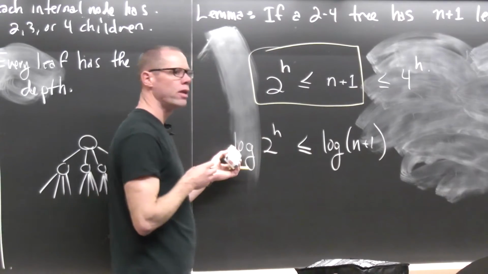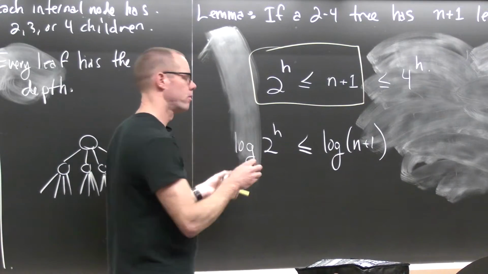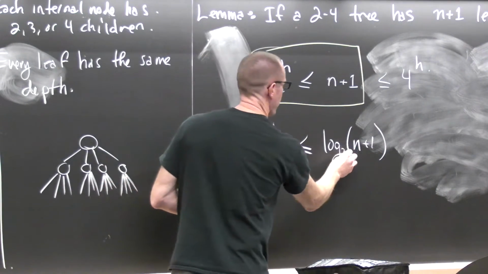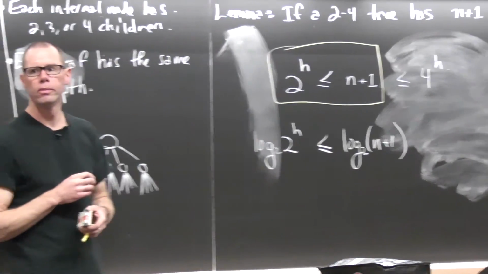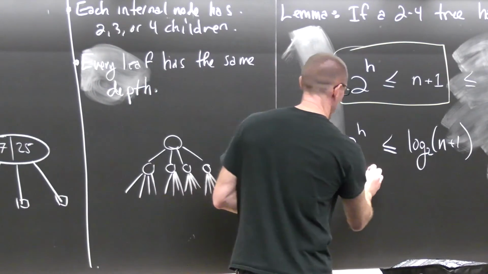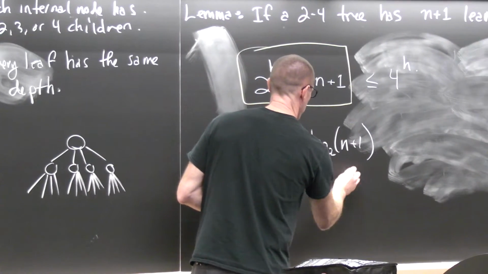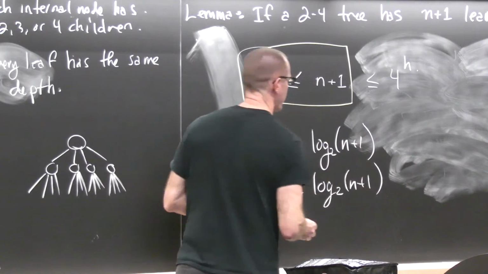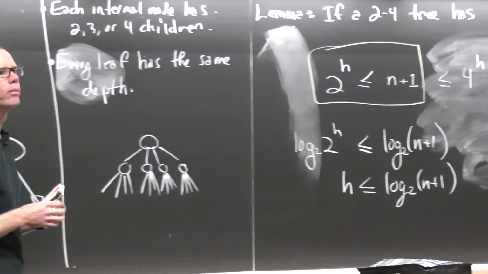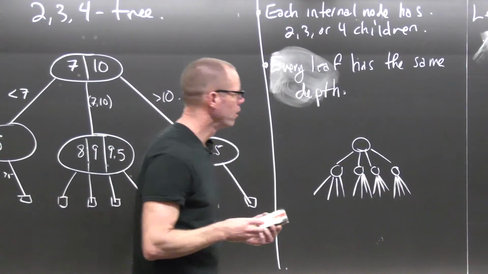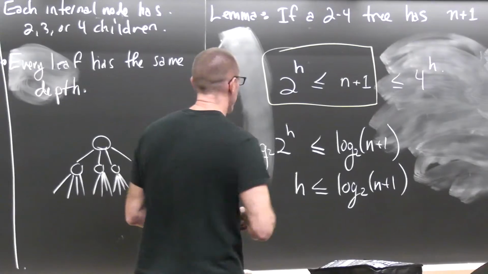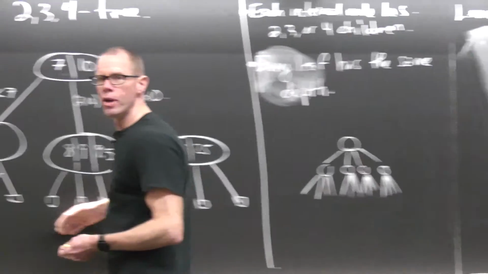What's the log of 2 to the h? We'll use a convenient base for the logarithm, base 2. Yep. So on the left-hand side is h. On the right-hand side is log base 2 of n plus 1. Okay. So the height of a 2,4 tree is at most log base 2 of the number of leaves.